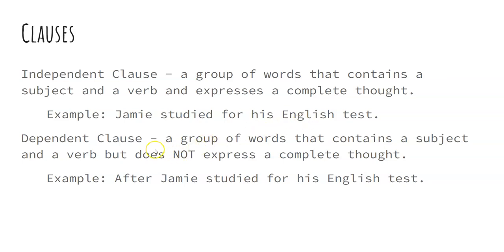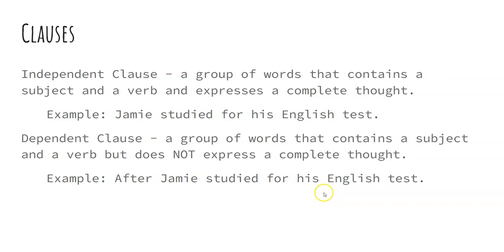Okay, whereas a dependent clause, it's still a group of words, it still has a subject and a verb, but it does not express a complete thought. It has something attached to it called a conjunction that is making it to where you need more information. So as an example here, after Jamie studied for his English test, Jamie is still our subject, studied is still our verb, he's still studying for the English test, but the conjunction after here is making this dependent. It needs more information. It depends on the idea of what happened after. After Jamie studied for his English test, he went and got pizza. He took a nap. You need more information.